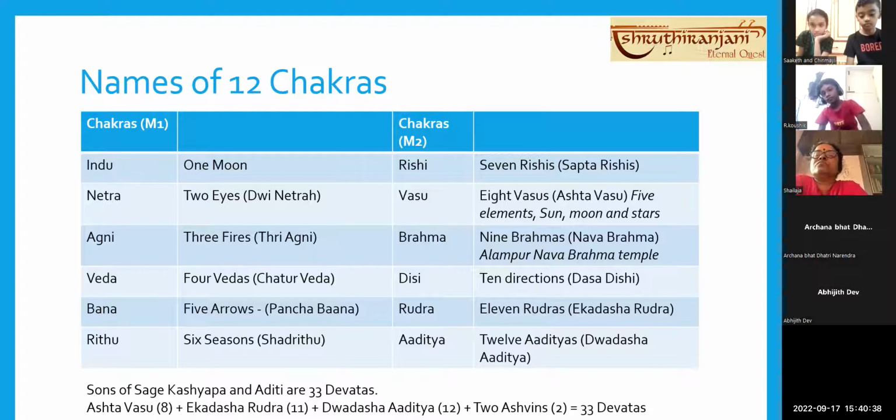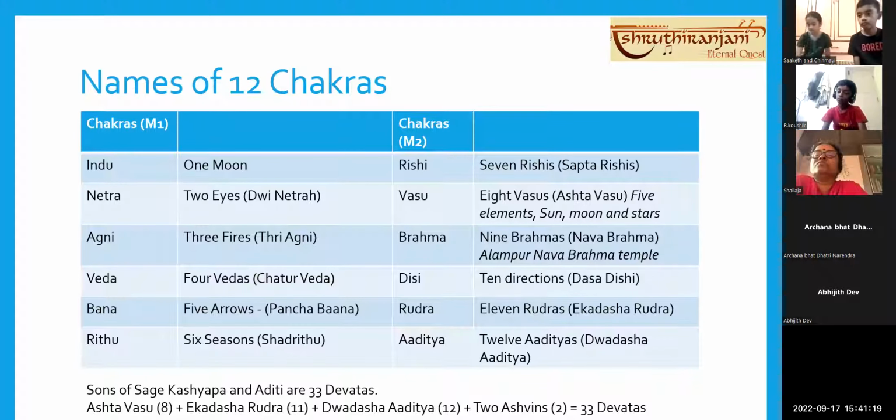Agni. This is coming from the Puranas, right? How many Agnis are there? Three Agnis are there. Okay, 3 fires. Veda. How many Vedas are there? 4 Vedas. Chatur Veda. Bana. Pancha Bana. 5 arrows. Ritu is season, right? How many seasons do we have? Not the English system. In our system it is 6 seasons. Shad Ritu. Okay. Then Rishis. How many Rishis are there? Sapta Rishis. Right? The moment we say Rishi, you will get Sapta Rishi.